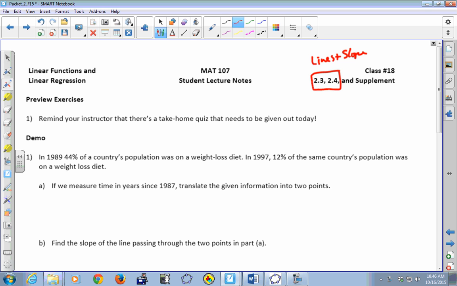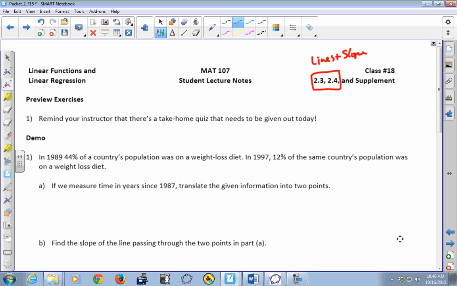Okay, but the main idea for reviewing this is so that we can ask questions and answer them for our regression part of the class. So let's start off with the demo.